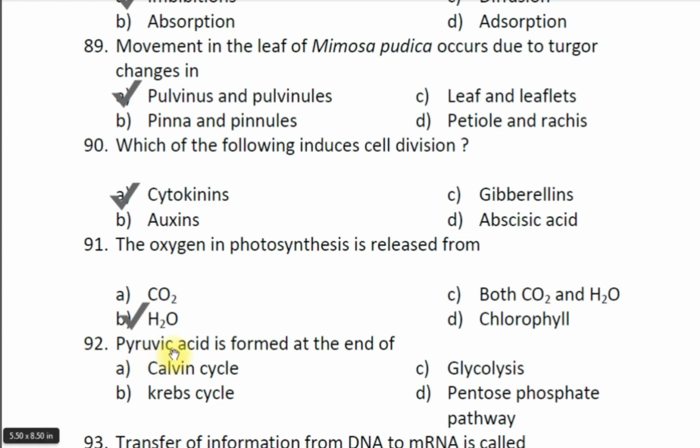Question number 92. Pyruvic acid is formed at the end of A. Calvin cycle, B. Krebs cycle, C. glycolysis, D. pentose phosphate pathway. And the correct answer is glycolysis, option C.